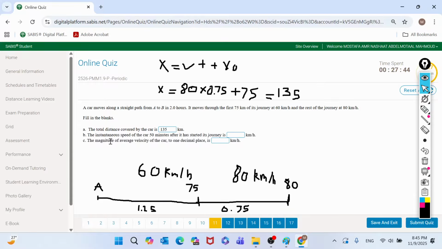The instantaneous speed of the car 50 minutes after it has started its journey. So 50 minutes into the journey, which segment is it in? Is it in 60 or is it in like here? It's in this side. Why? Because the 50 minutes is less than 1.25 hours, so it didn't have time to get to the second segment here. So it's 60.